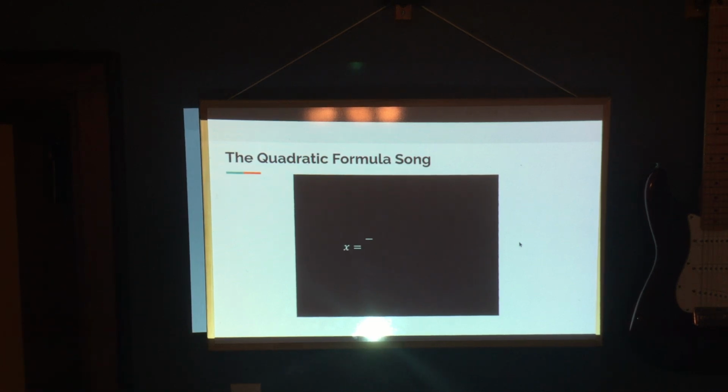X is equal to negative b plus or minus the square root of b squared minus 4ac all over 2a. As pop goes the weasel. X is equal to negative b plus or minus the square root of b squared minus 4ac all over 2a.